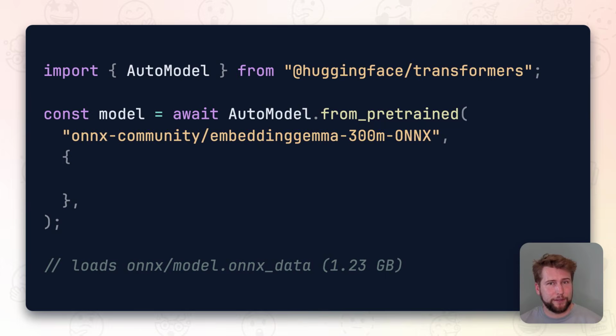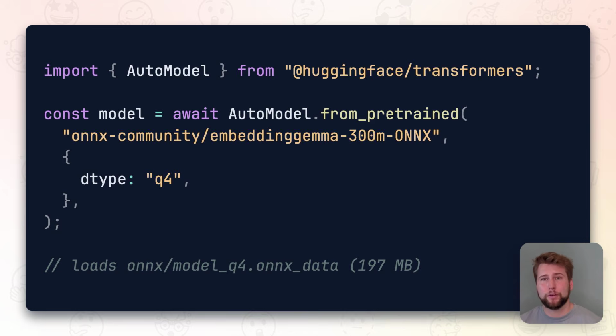In Transformers.js, you can often choose quantized model variants with dtype, so you can balance quality, speed, and memory without changing the rest of your application flow.